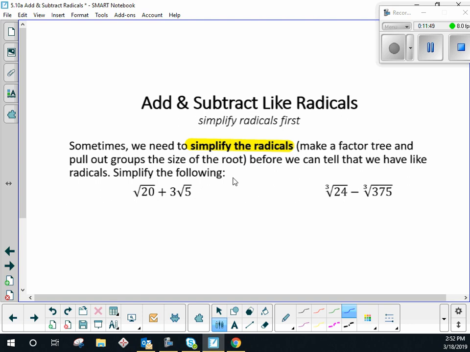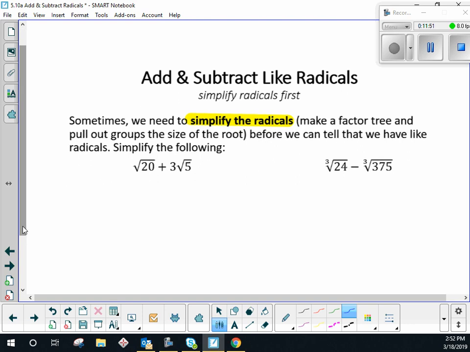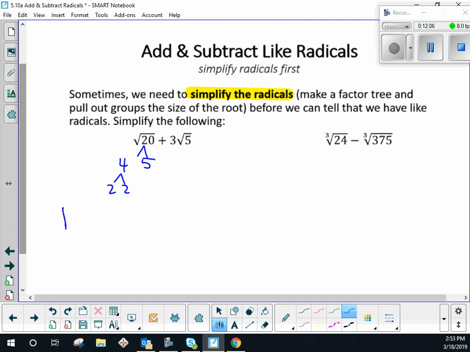So let's start by simplifying first. Radical 20, I want to do a factor tree. How can I start that? 5 and 4? 2 and 2. You could have also started with 2 and 10, right? It doesn't matter. So then I can rewrite square root of 20 as 2 times 2 times 5. And then what about this radicand, 5? How can I factor that? That's it, right? We don't have any more math to do on that. So plus 3 rad 5.